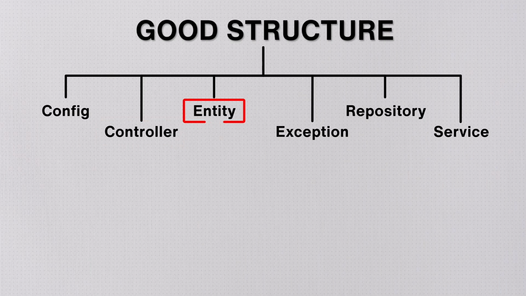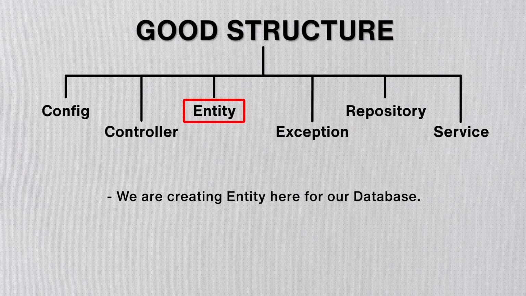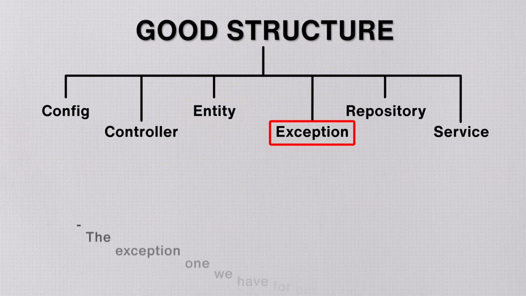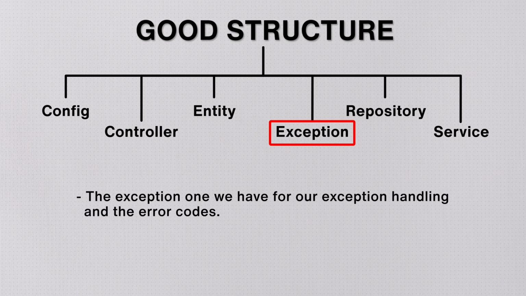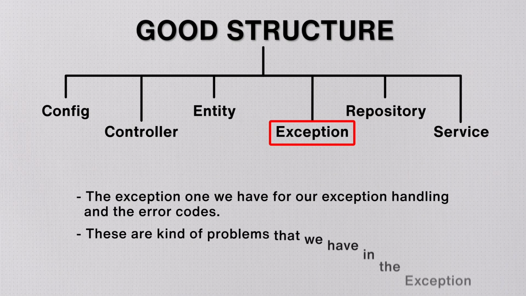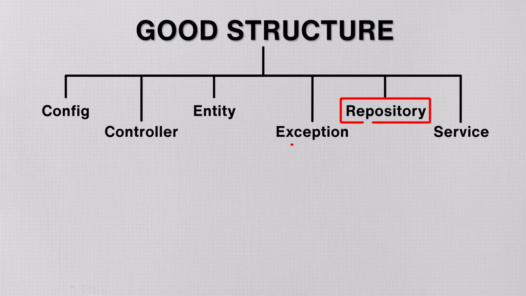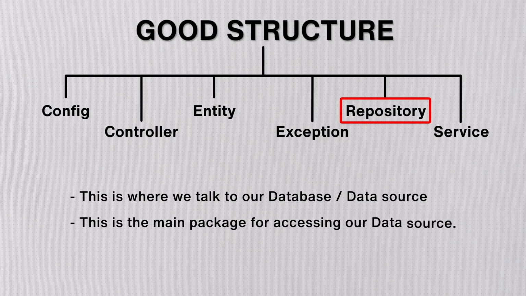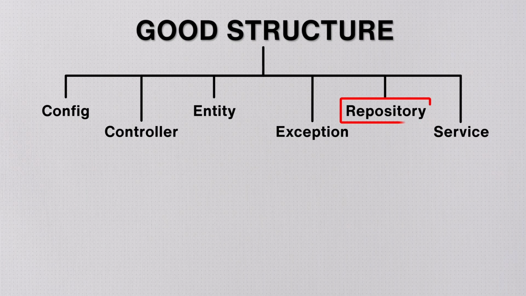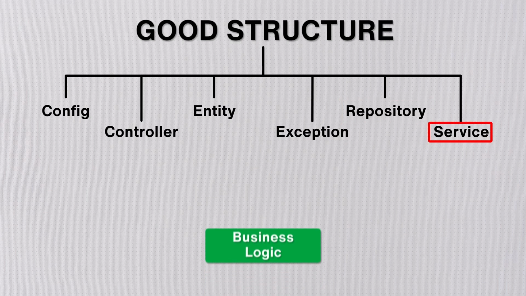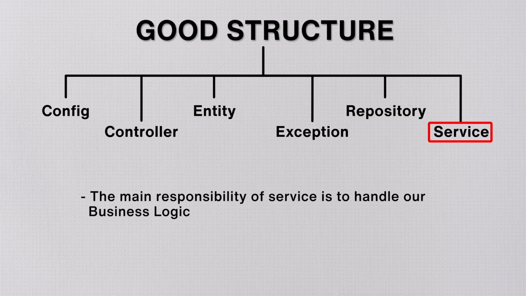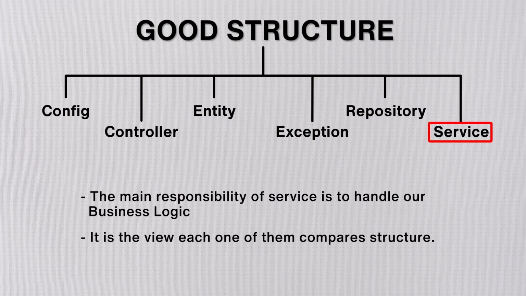We have our entity package. Here we're creating entities for our database. The database contains entities, and this is where we store them. The exception package is for our exception handling, the error codes, and this kind of problem. The repository is where we talk to our database, our data source. So this is the main package for accessing our data source. We have the service package, which is responsible for business logic. The main responsibility of the service is to handle our business logic. Let's view each one of them and compare the structure here.